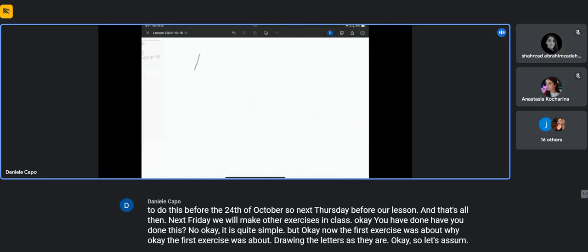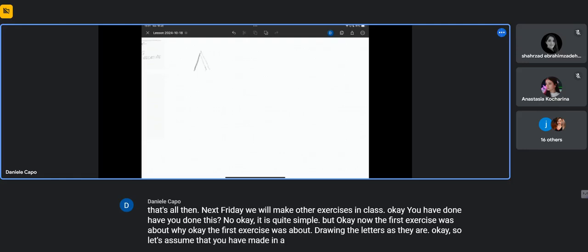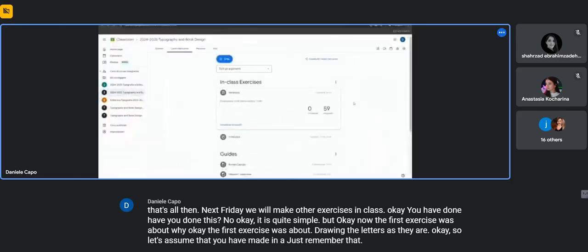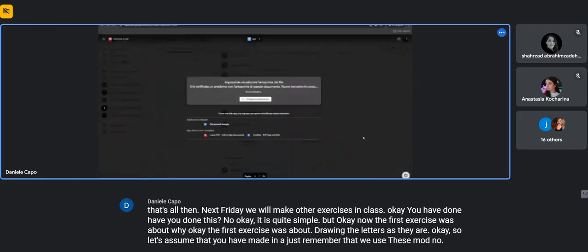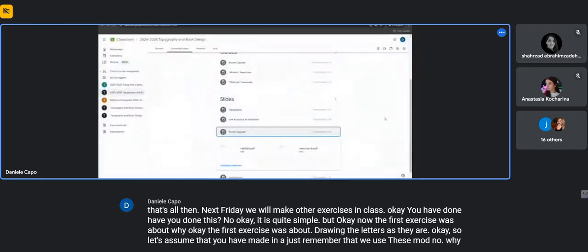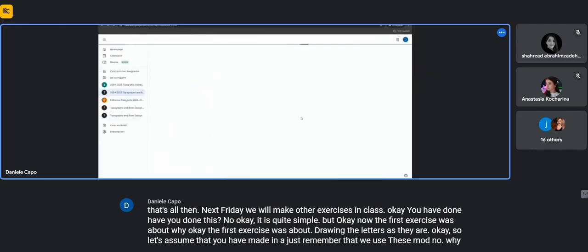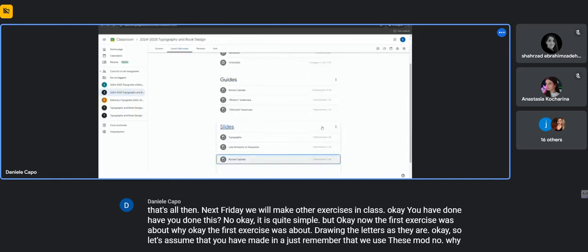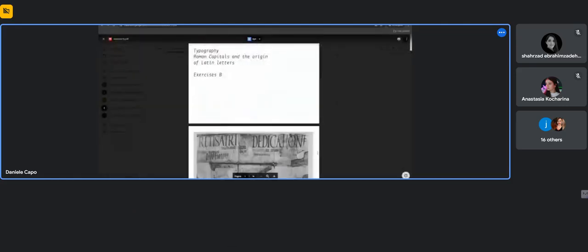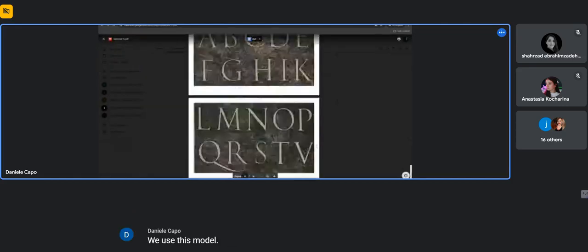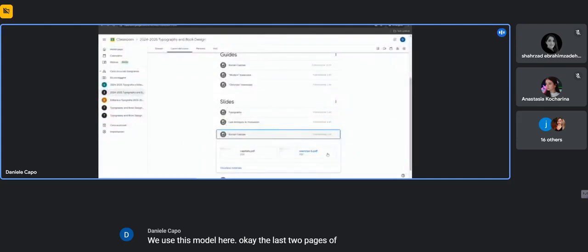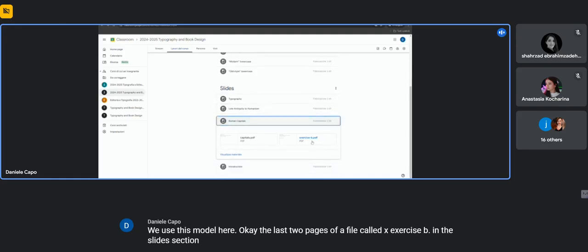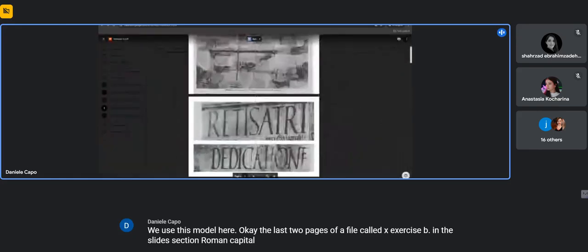Okay, so let's assume that you have made an A. Just remember that we used this model here, the last 2 pages of a file called exercise B in the slide section, Roman capital.